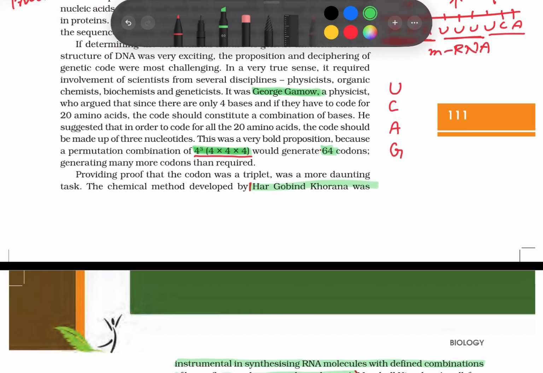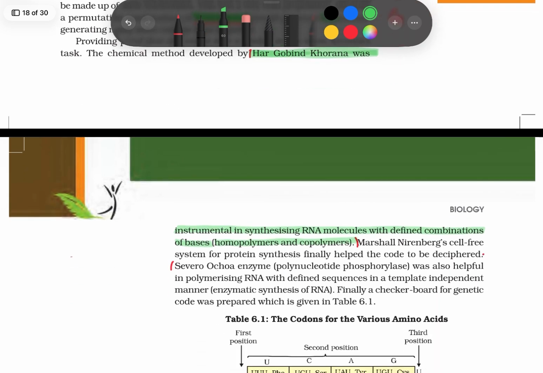And to provide the proof that codon was the triplet, there are so many scientists' contributions. Let us see Har Gobind Khorana. He was instrumental in synthesizing RNA molecules with a defined combination of bases, which are homopolymers and copolymers. What is meant by homopolymer? Let us see. I am taking polyuridylic acid. UUU, UUU, UUU, like this.